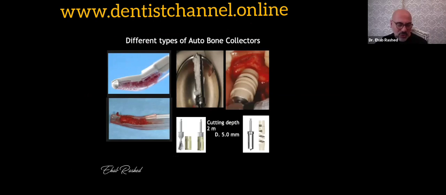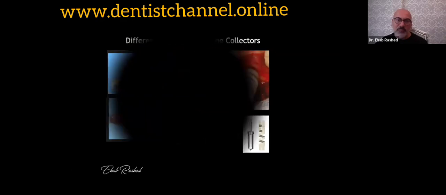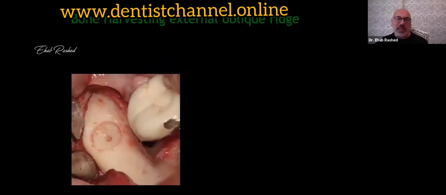Or also, if you don't have access to this, you can use the other one, which is the auto bone collector. It has a barrel here, and you collect all this bone. You see how much vital bone that you have. I use this quite often because it's very simple and very easy. And let's see where we get this bone from.